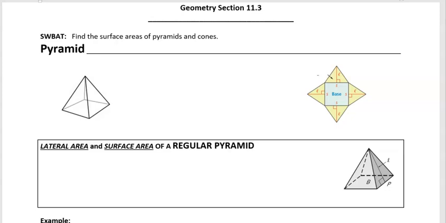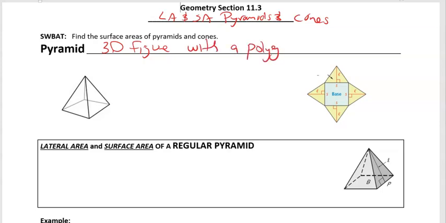Right, we are jumping into 11.3. 11.3 is going to be lateral area and surface area of pyramids and cones. So we first have to define what a pyramid is. A pyramid is going to be a 3D figure with a polygon base and triangle lateral faces.